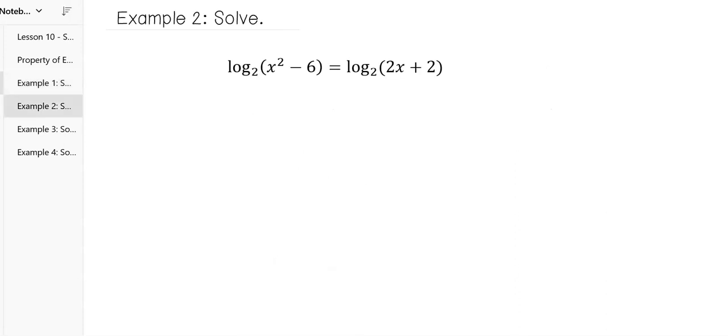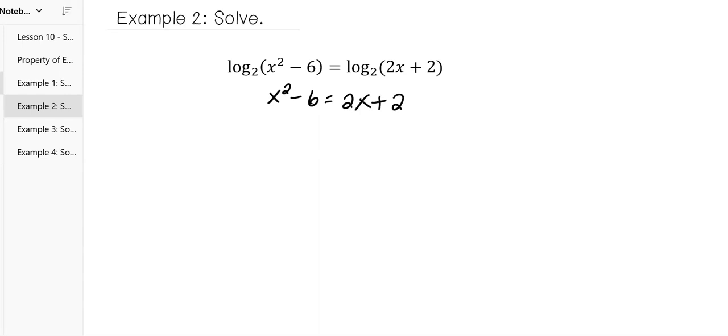Okay, let's move on to example 2. We've got log base 2 of x squared minus 6 equals log base 2 of 2x plus 2. Again, we recognize that they have that same base, which means that we can get rid of our logs and we can just set it equal to one another. So we've got x squared minus 6 equals 2x plus 2.